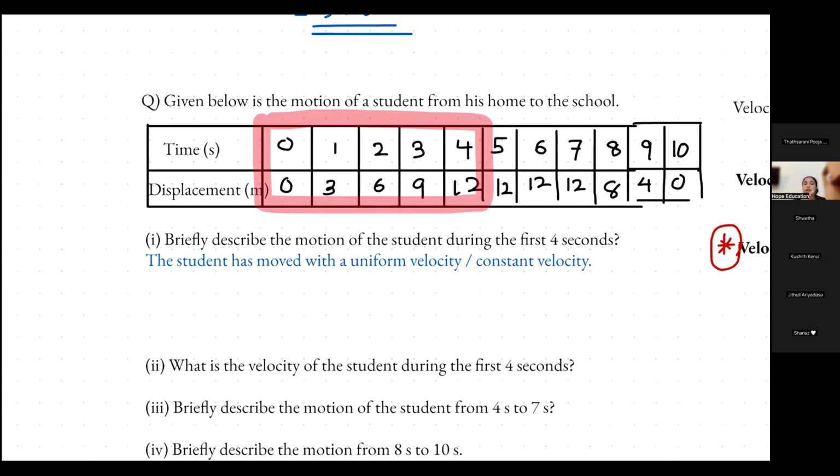Every second the displacement increase is the same. 3, 6, 9, 12. Therefore that velocity we call uniform or constant velocity. If you wrote that, it is good enough.